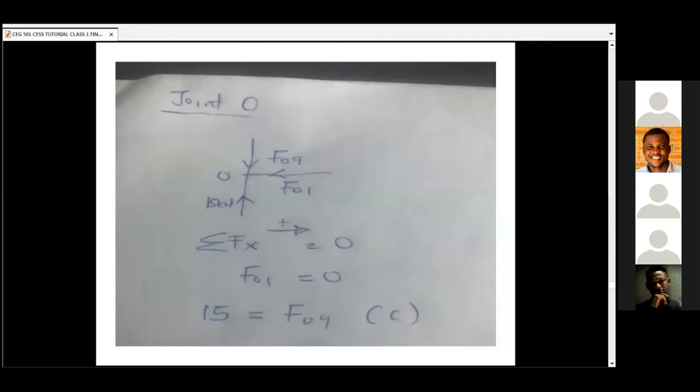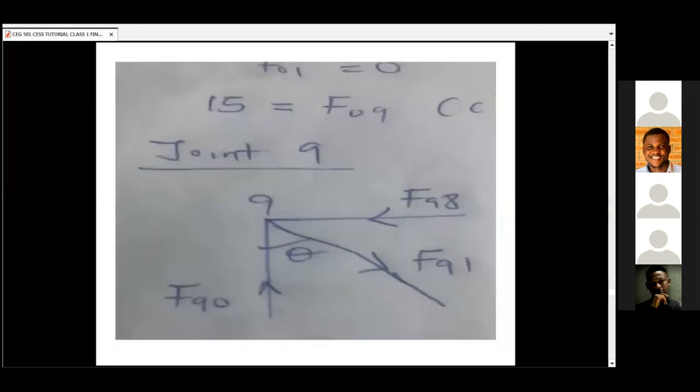Okay. So Sam, do you understand what I have explained so far? Okay. So, thank you. Now, for joint 9. Joint 9, like I said, is at the top left corner. You know, we started from joint 0, which was the bottom left corner. Joint 9 now is at the top left corner. Now, if we consider the forces at that joint 9, this is what we would get.